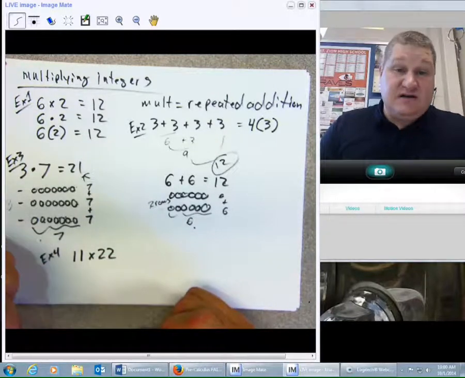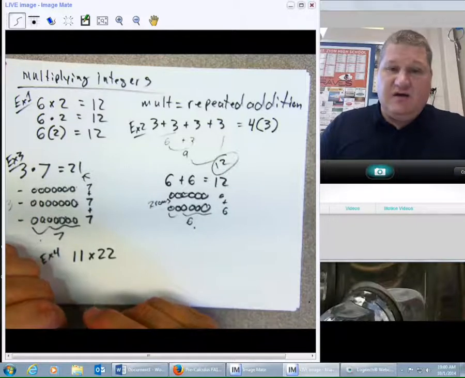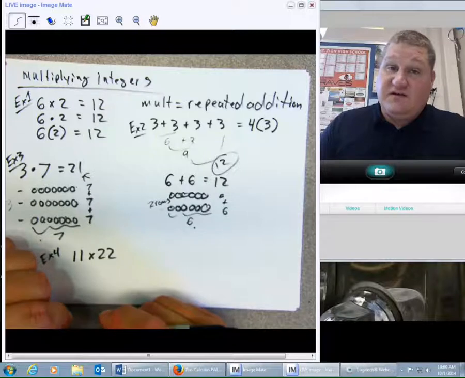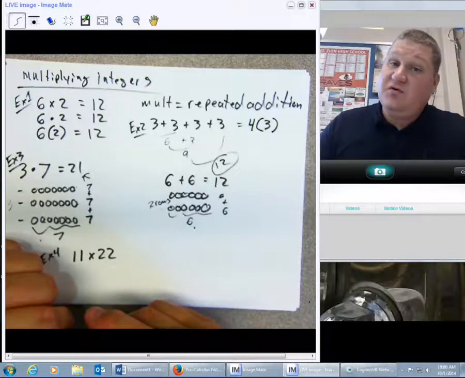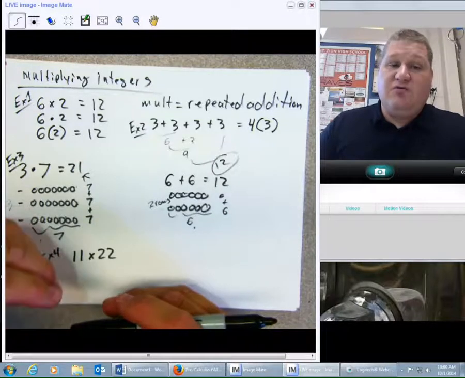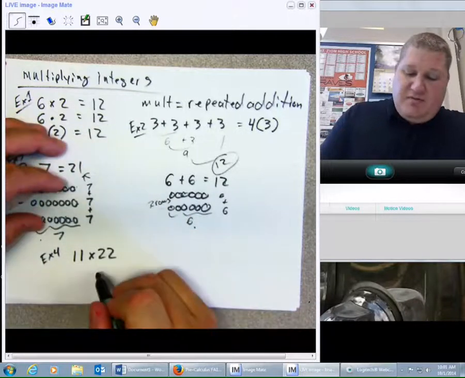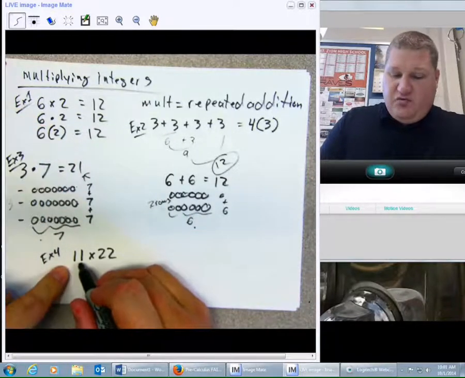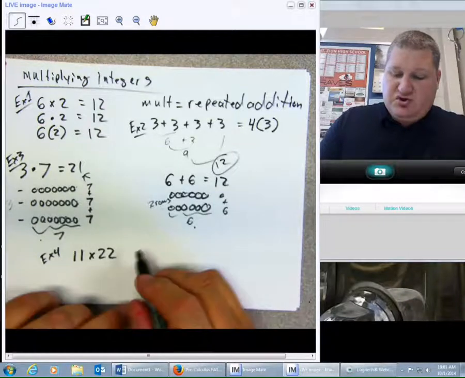Now, ladies and gentlemen, you must know your basic multiplication facts. And in fact, I'm going to put on Canvas a 12 by 12 multiplication table so that if you need to use it for anything, you're allowed to use your 12 by 12 multiplication table anytime in this class that you want. But in this case, I have 11 times 22. That's not going to be on my table. So what are we going to need to do for multiplication?